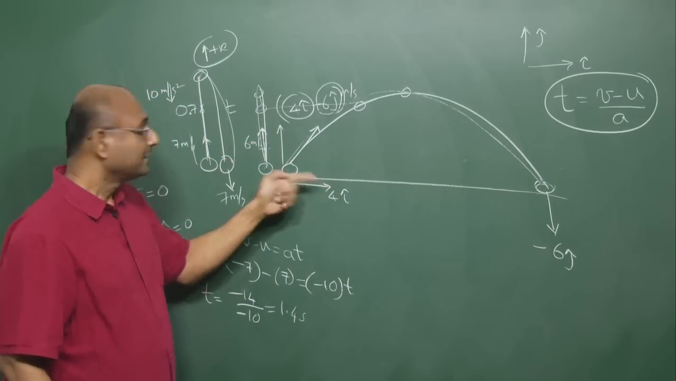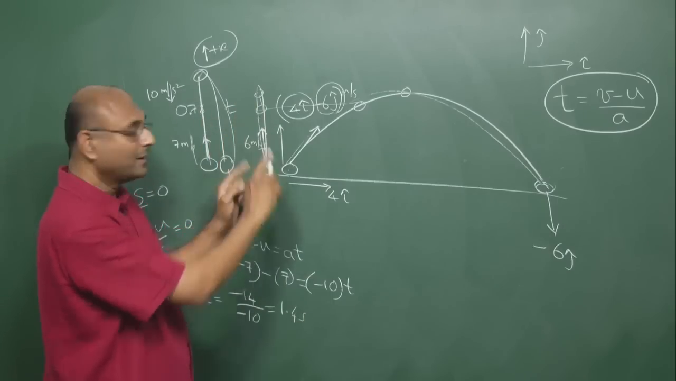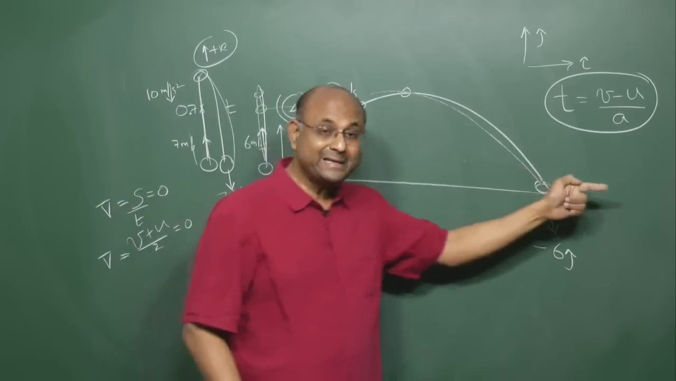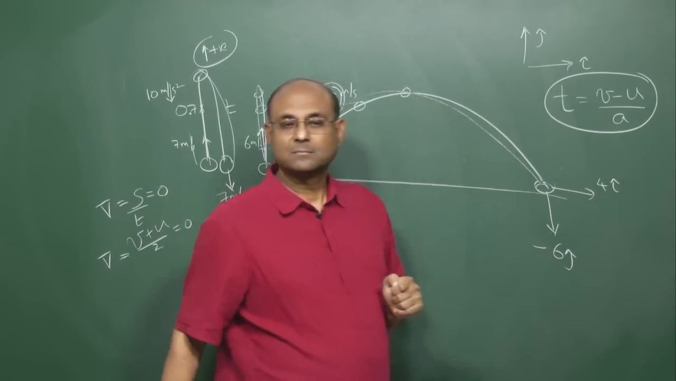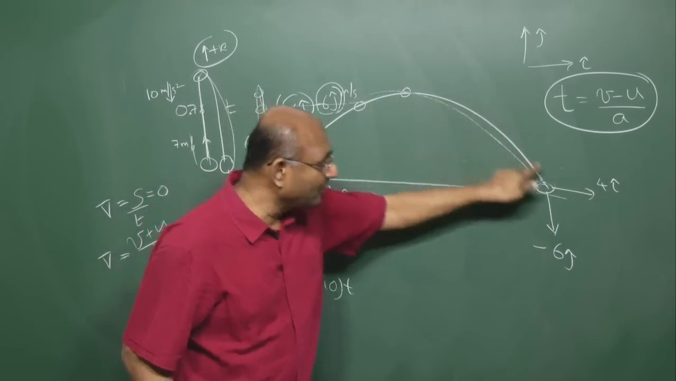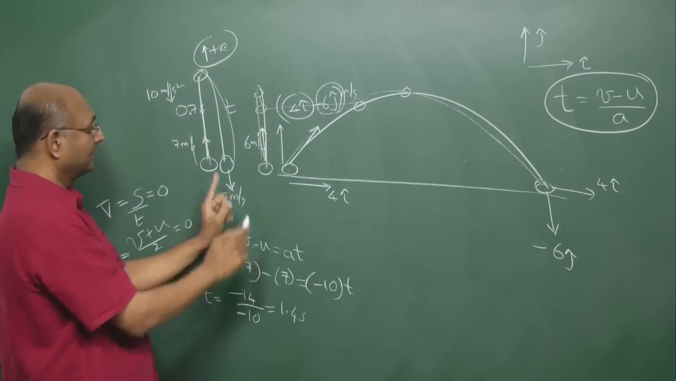This one does not have 4i cap, but that doesn't matter because the verticals will be the same. So if this is 4i cap, all the way till the end it has 4i cap. How much time will this fellow take to hit the ground?